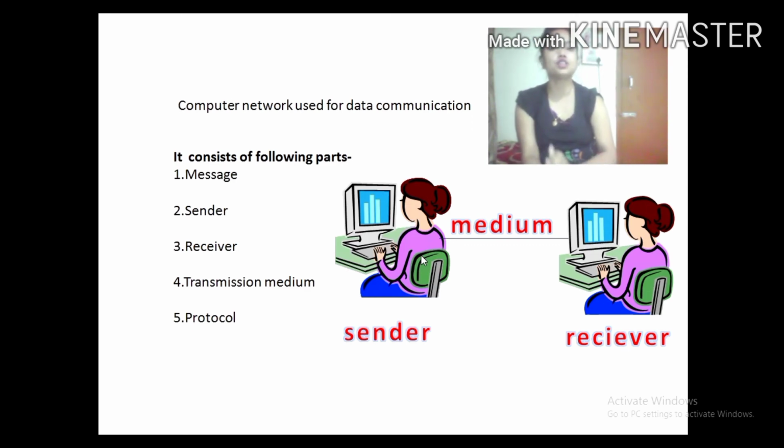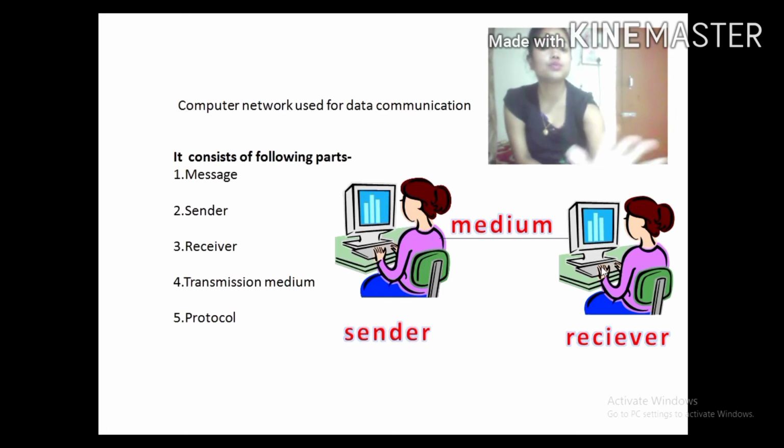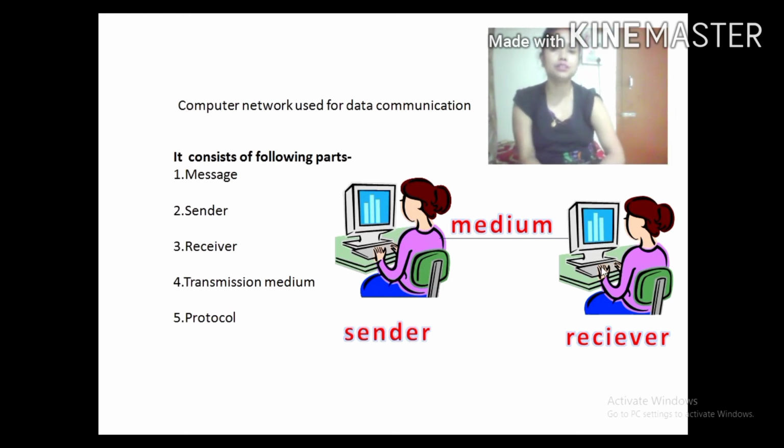That information has to be sent from one computer to another. Secondly, as she wants to send the information to someone else, she will be the sender. Meaning not she, the computer will be the sender computer. And the one at the other end who is going to receive the message will be the receiver. So that computer will be the receiver.